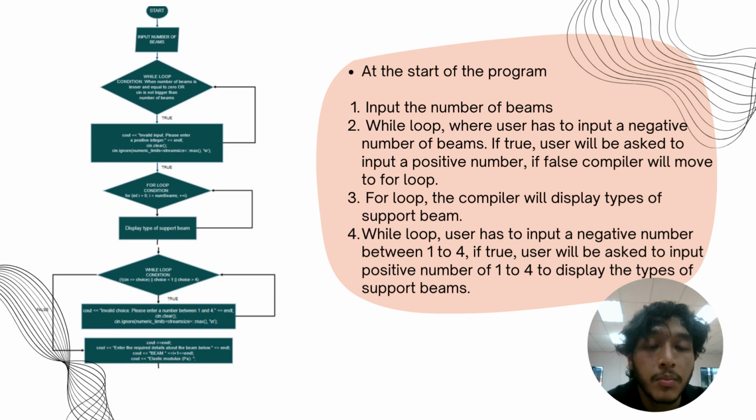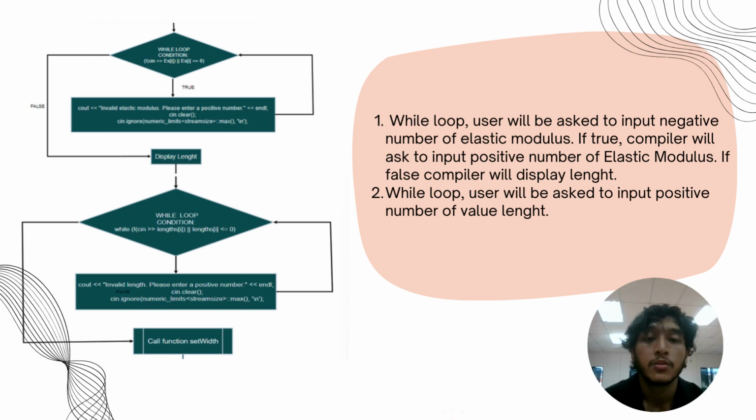For the for loop, the compiler will display the types of support of the beam, and then it will move to a while loop. The user has to input a negative number between 1 to 4. If true, the user will be asked to input a positive number of 1 to 4 to display the types of support of beams. Next, it will move to a while loop, where the user will be asked to input a negative number of elastic modulus. If true, the compiler will ask to input a positive number of elastic modulus. If false, the compiler will display none.